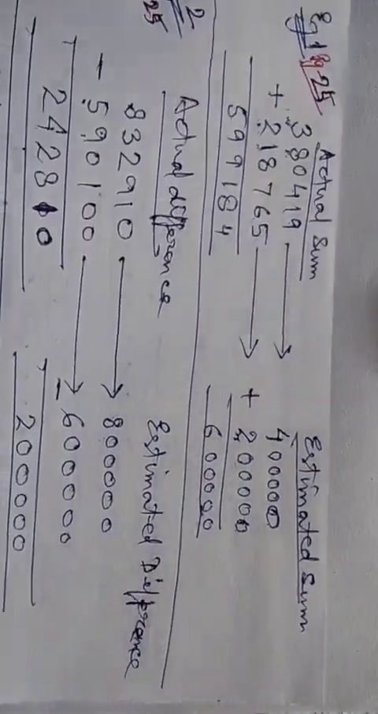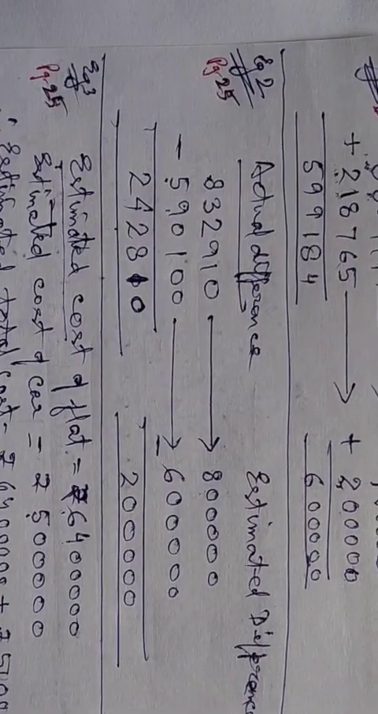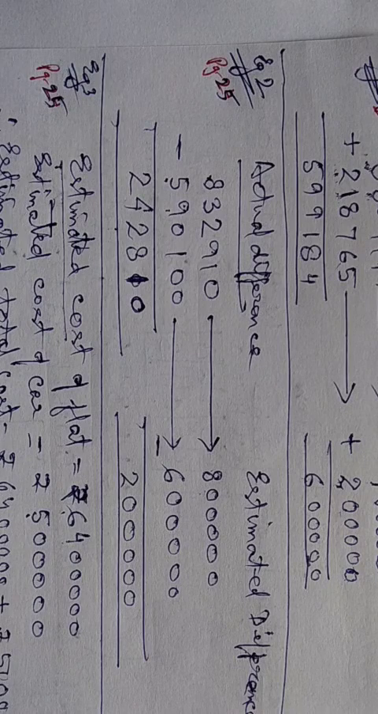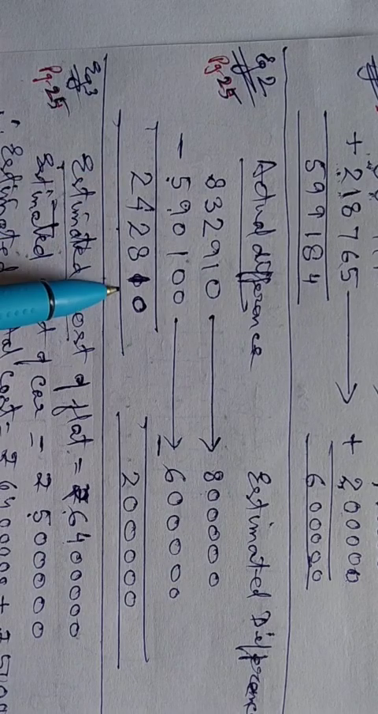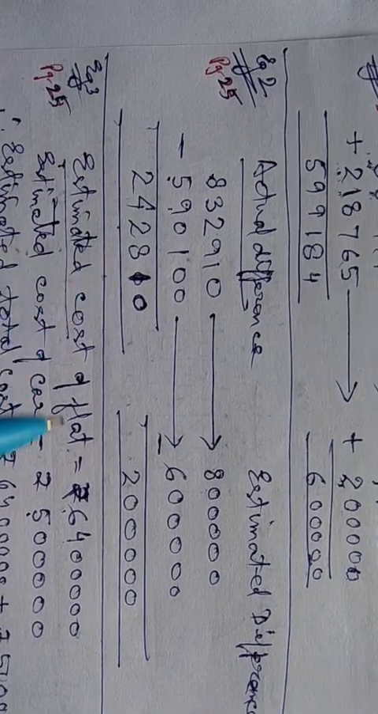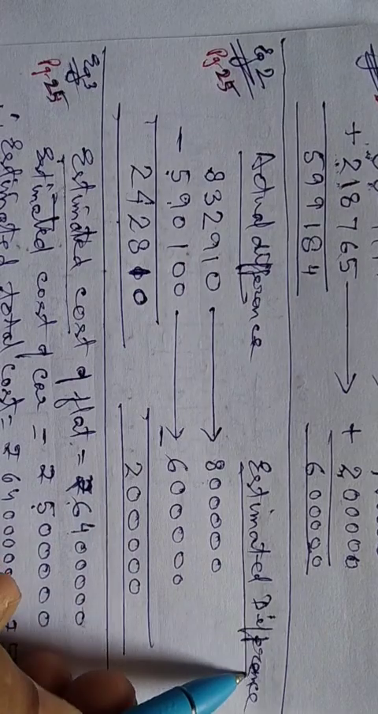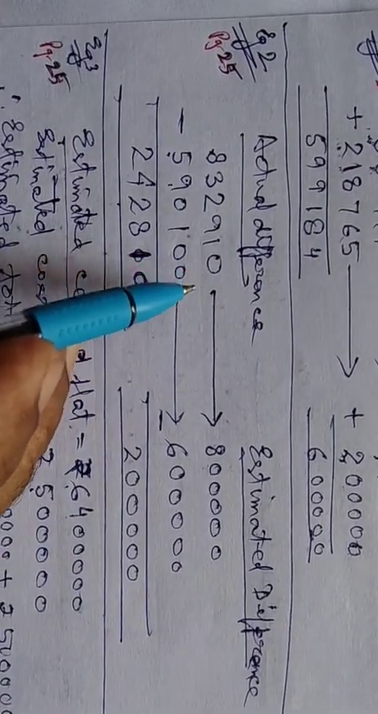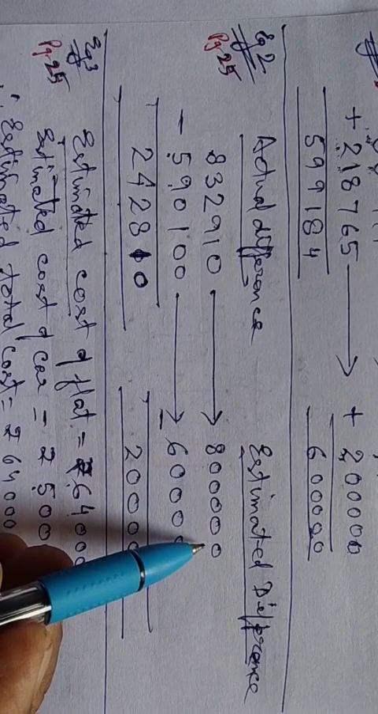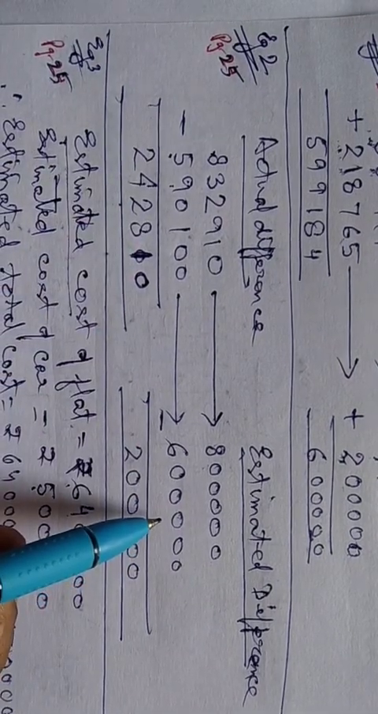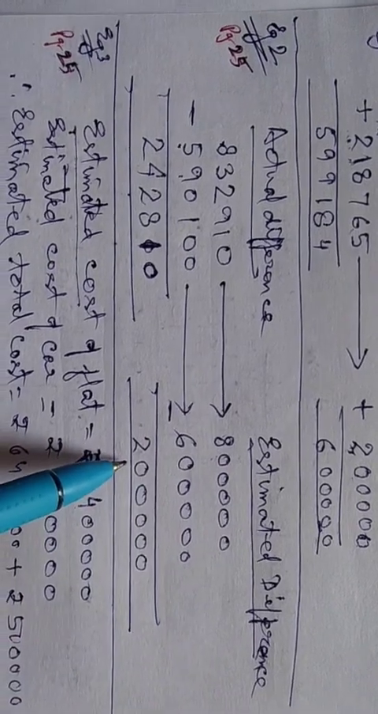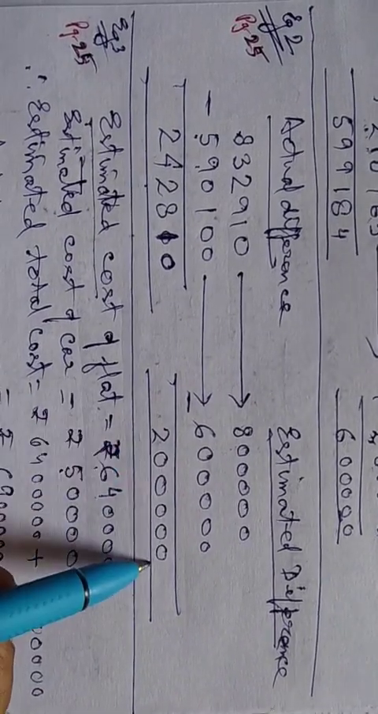Simple, children. Now example 2: find the actual and the estimated difference of the given numbers by rounding off to the nearest lakh. Again in the same manner, first let us find the actual difference. It is shown on the screen, just see everybody. Now to find the estimated difference, round off the given numbers to the nearest lakh. The first number will become 8 lakh, the second number will become 6 lakh, according to the rule. Now subtract, and you will get the answer 2 lakh. 2 lakh is the estimated difference.